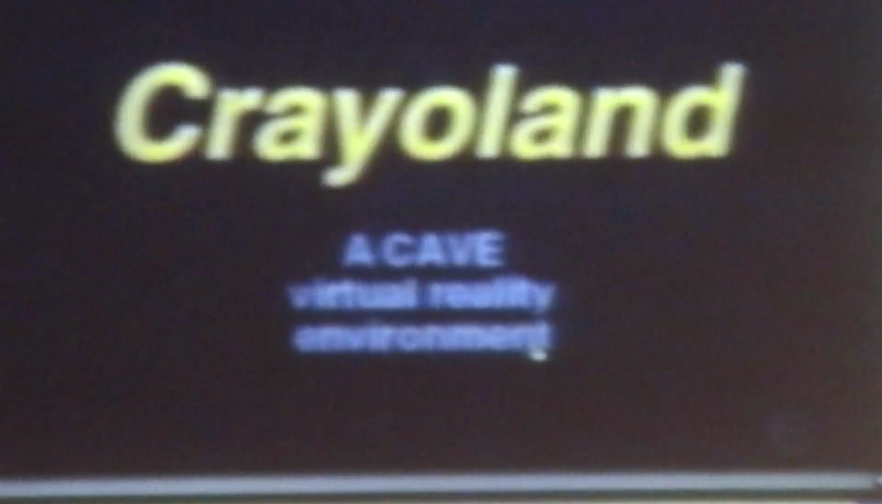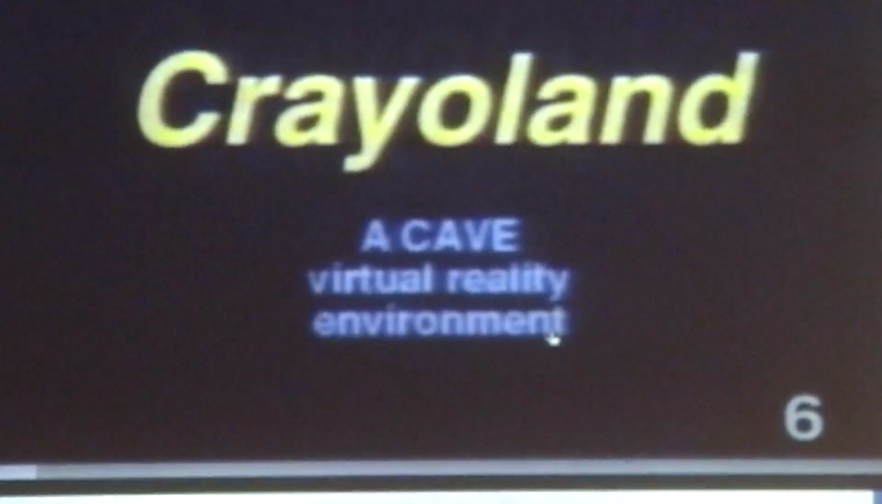The graphics in this are deliberately childlike. This is Crayon World. A cave is a square display system, which you can see there. Somebody's got, in fact in this case cabled, some glasses which allow them to see that environment in stereo, and a device which is that pink hand, and this is what they're seeing.